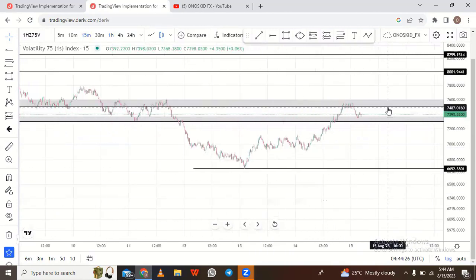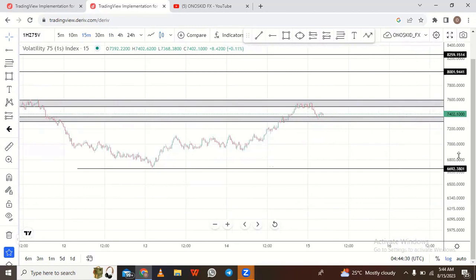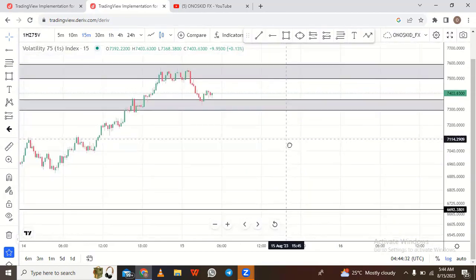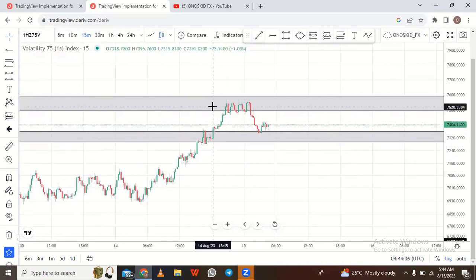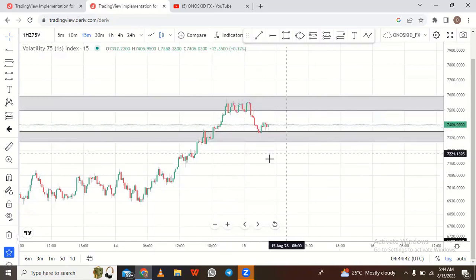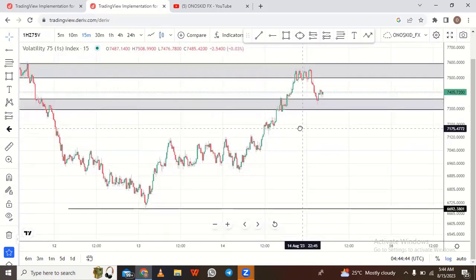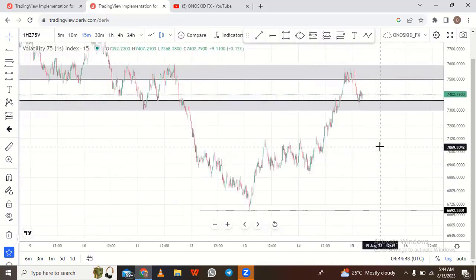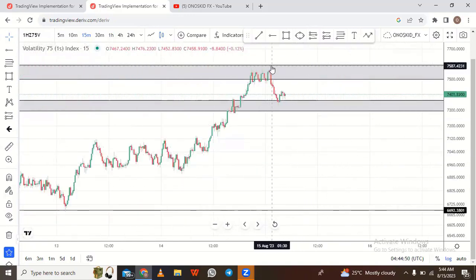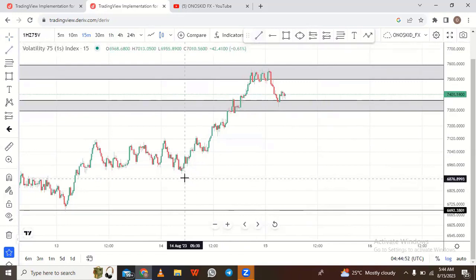And then check for change of character. You can see that this is a very good indication that the market might try to sell. Multiple times the market tried to come up here, but look at this rejection. So with that, you can actually tell that it is possible for the market to sell. But notwithstanding, you have to be at the top of your game by thinking in probability.